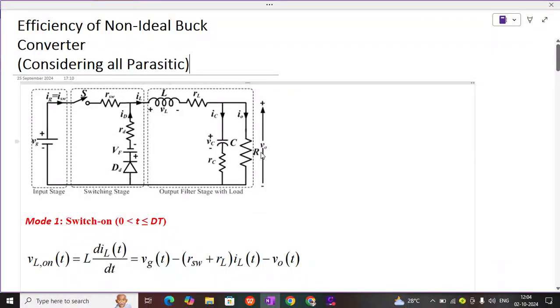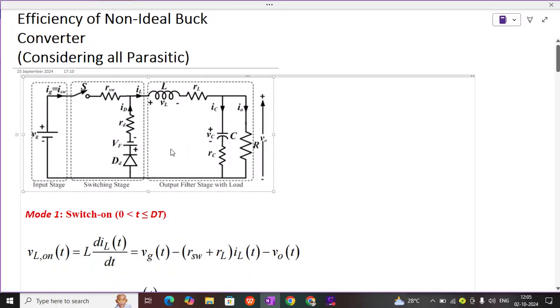Now we will derive the efficiency of the non-ideal buck converter step by step. I recommend that after you watch this video and learn how to derive the expression for the non-ideal buck converter, you try it yourself for the boost converter, and then you will understand how to approach things. So this is my circuit. Now I will go one by one.